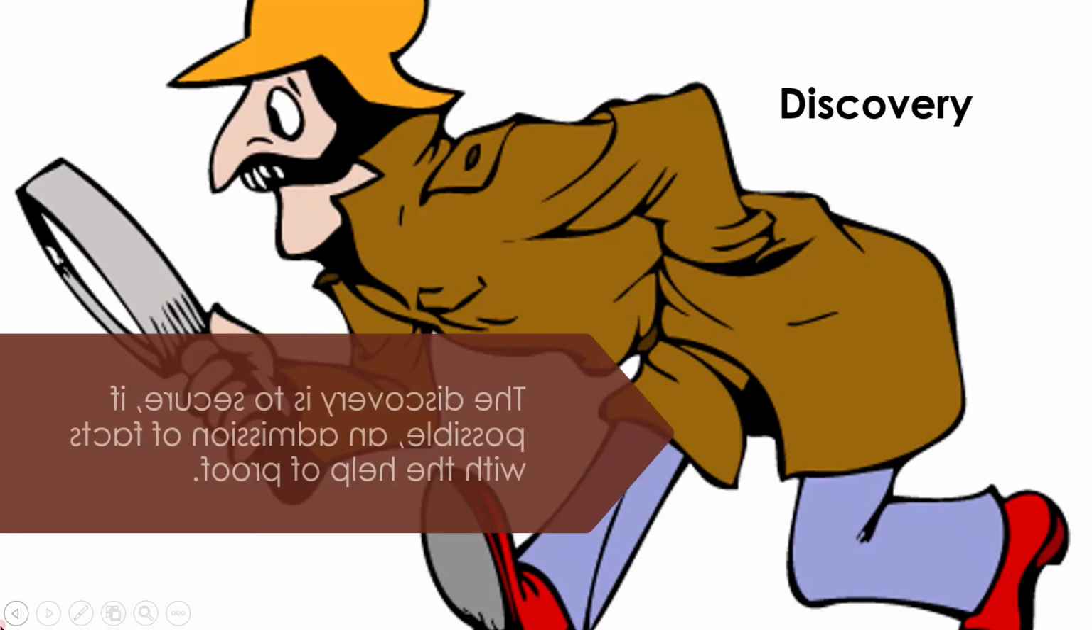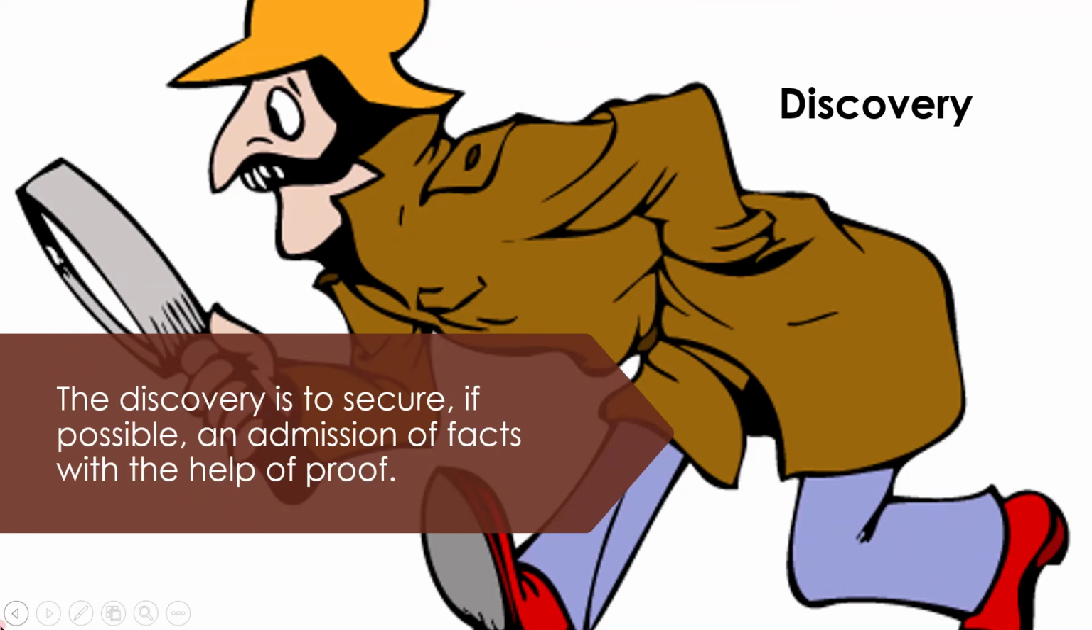Discovery. Every party to a suit is entitled to know the nature of the opponent's case so that he may know what he has to meet. The main object of the discovery is to secure, if possible, an admission of facts without the help of proof. The discovery is to be generally made by way of interrogatories served on the opponent or by requiring him to disclose the documents by affidavit.